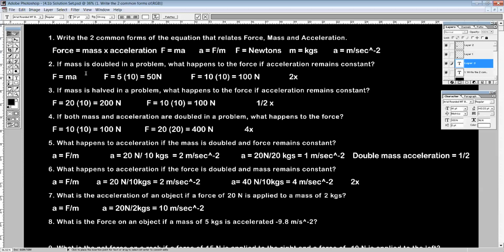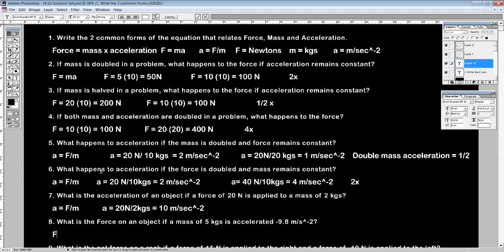These others, 2 through 6, were to give you this intuition of what's going on as we are doubling or halving forces and masses and accelerations, etc. Just want you to see that basic relationship.